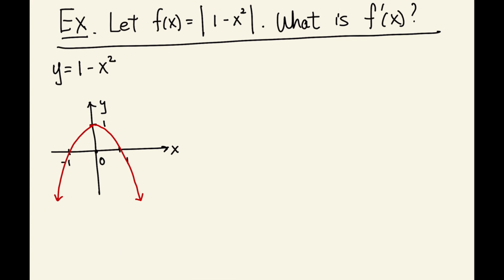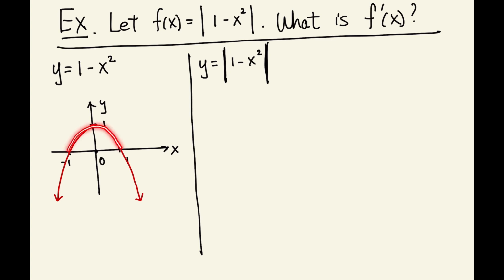Okay, so how do I use this graph to find the graph of the absolute value of 1 minus x squared? Well, the basic idea is that the graph will be the same wherever this graph lies above the x-axis. And whenever this graph lies below the x-axis, that portion of the graph gets reflected across the x-axis. So that's going to happen over here also. Okay. And that's the basic idea.